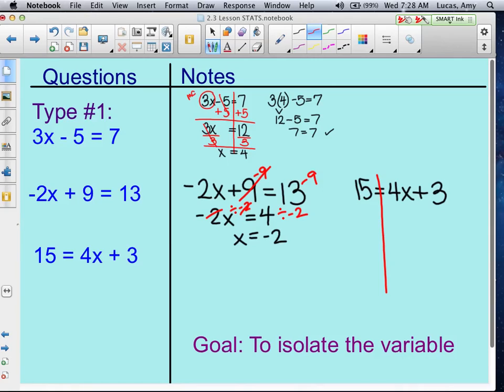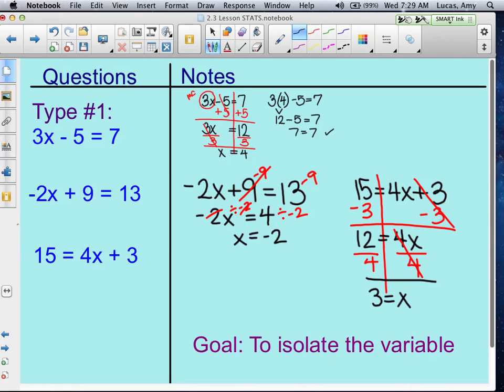Now, on the same side with the 4x is the plus 3. So that is the term that I need to get rid of first. 15 minus 3 is 12. 12 equals 4x. Now I need to isolate my variable by dividing. Divide by 4. And my solution is 3 equals x.